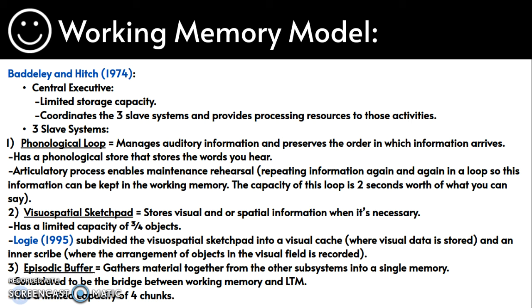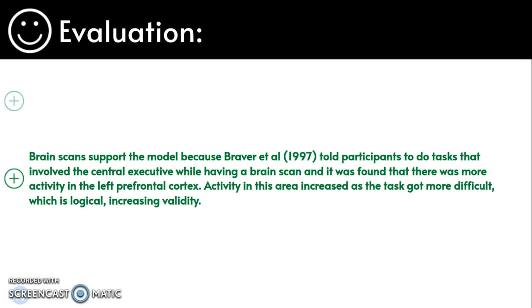Finally, we have the episodic buffer, which gathers material together from the other subsystems into a single memory. It's considered to be a bridge between the working memory and long-term memory, and has a limited capacity of 4 chunks.